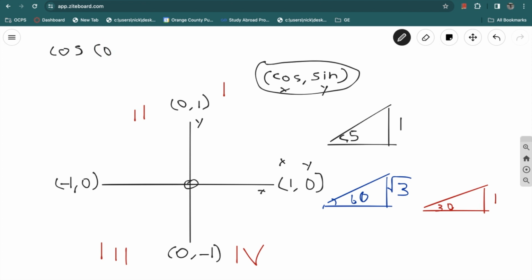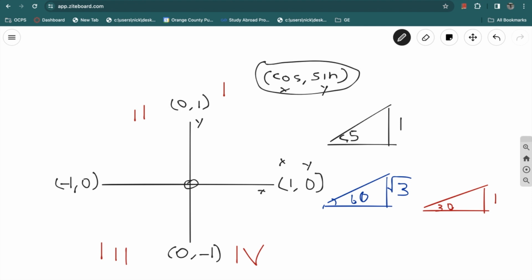Cosine 0 equals, let's see, x. Because it's 0 degrees, cosine is going to equal 1. And sine pi over 2 is going to equal 1. And cosine pi over 2 is going to equal 0. So that's the thing you need to memorize, that x is cosine and y is sine, for you to solve those types of equations.